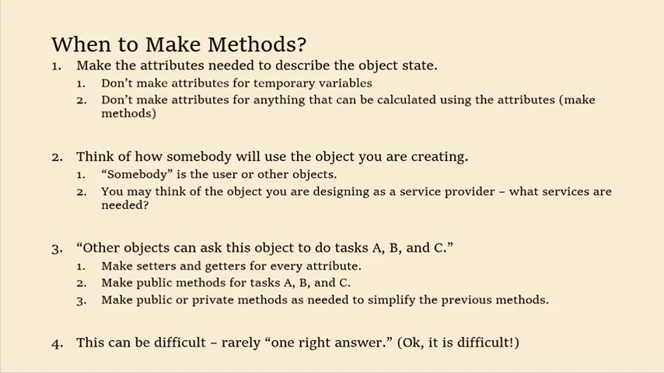Okay, now when do you make these methods? Let's see. You make the attributes to describe the object state. And then think about how, and this is, by the way, not an easy thing, think about how somebody's going to use the object that you're creating. Ask yourself, if I had this object, what might I want to do with it? What might I want to know about it? And then you're going to make methods for each of those things. Okay, I want it to do this. I need a method for that. I want it to do something else. I need a method for that. I might need to know something about it. For the stapler, I may want to ask it, how many staples do you have left? I want a method for that.